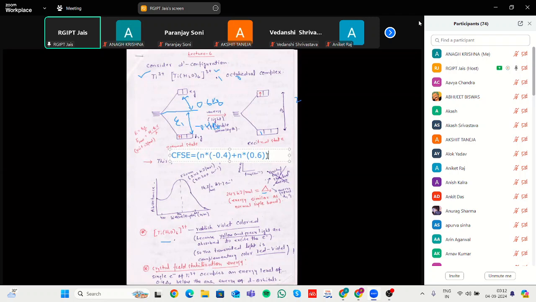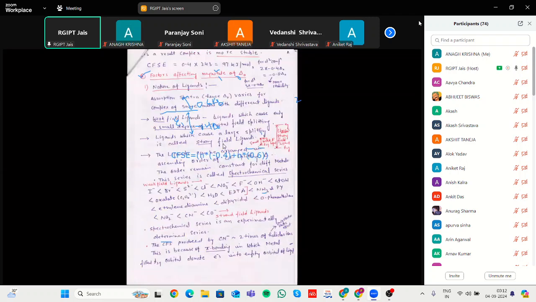And how can these affect the d orbitals, and which factors can affect the CFSE? In this case, the CFSE becomes minus 0.4, as 1 electron is there, into del O. The value of del O was 243, so the total energy is 97 kilojoule per mole, absorbed by the titanium water complex.